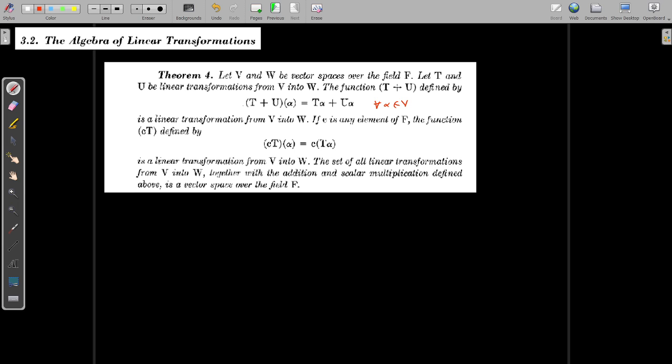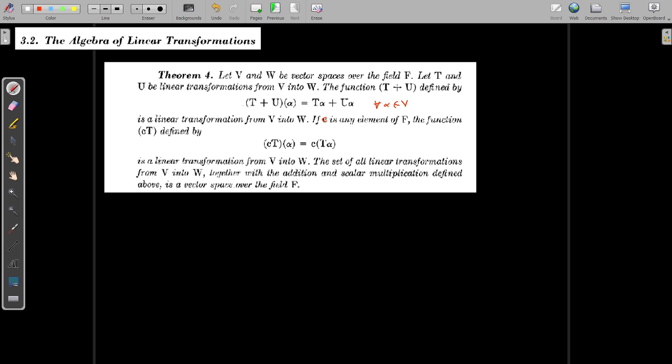If C is any scalar, that is, C is any element of F, the function Ct, which is again a new function defined by Ct of alpha equals C times T alpha, is what we call the scalar multiple of a transformation. It is also a linear transformation from V into W, and the set of all linear transformations from V into W, together with the above said operations, is a vector space over the field F.